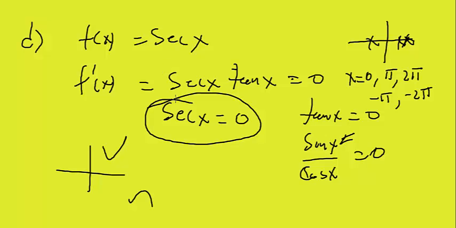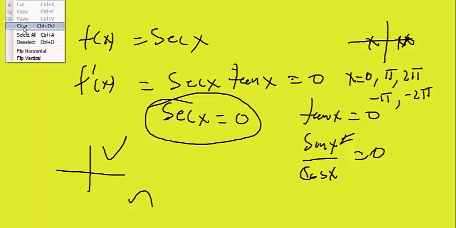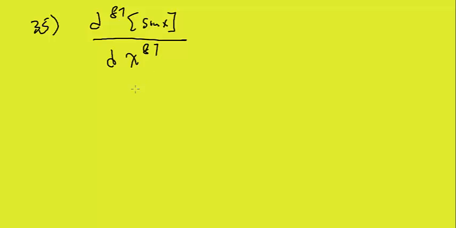Okay. Have one left, number 35. What does this mean when they write something like this? This actually shows up on the AP test. I've seen this. The 87th derivative.